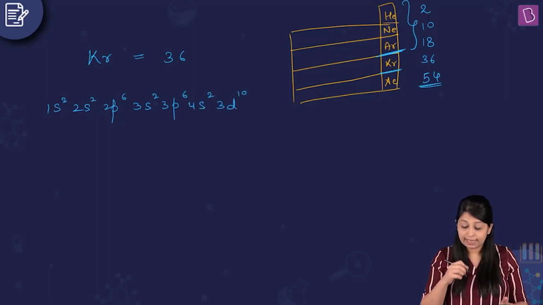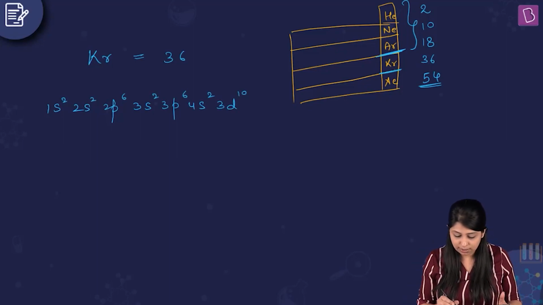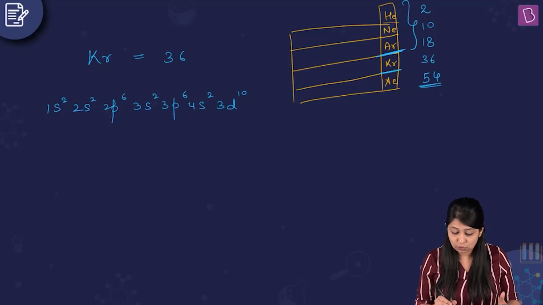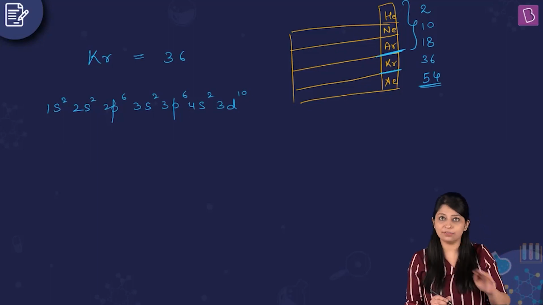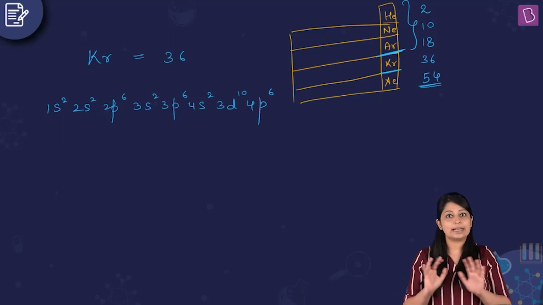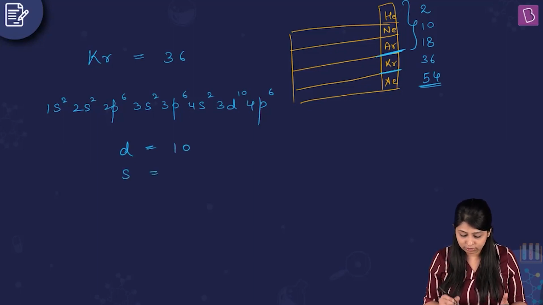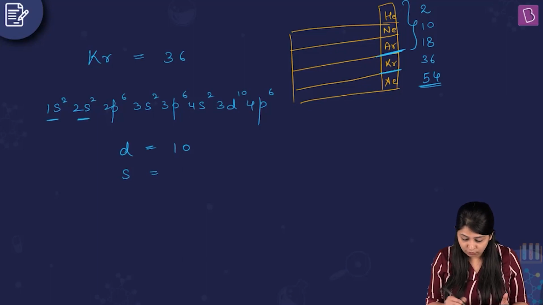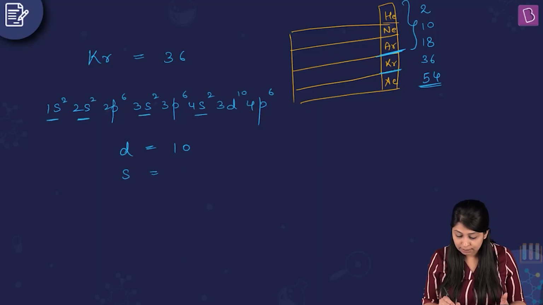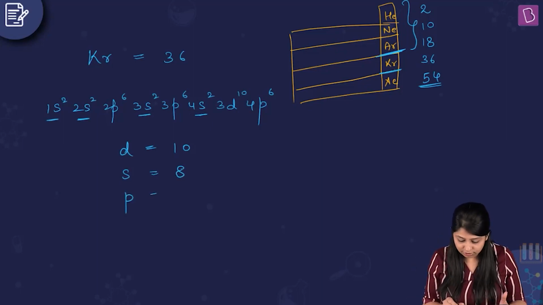Let's see how many electrons we have filled up till now. So 2 plus 2, 4, 6, 10, 2, 12, 6, 18, 2, 20, 10, 30. So we have filled 30 electrons up till now. So this would be what? 4p6. Okay. So these are total 36 electrons. How many d electrons do we have? That is 10. How many s electrons do we have? So 2 plus 2, 4, plus 2, 6, plus 2, 8. So we have 8 s electrons. And how many p electrons do we have?